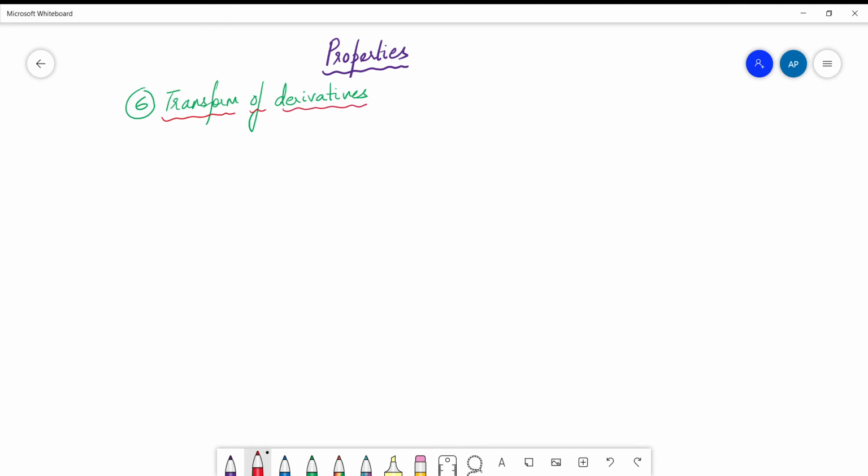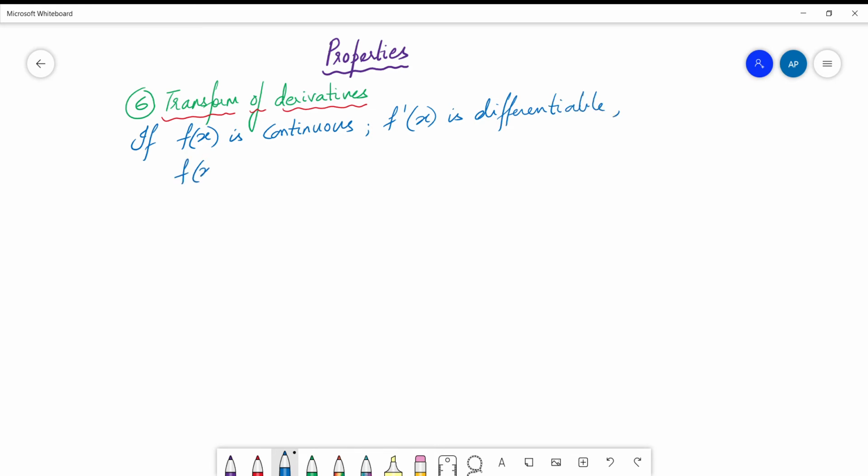Let us first state the property in this manner. If f of x is continuous, that's the first condition, that it has to be a continuous or piecewise continuous function. f dash of x is differentiable, and the third condition is that both f of x and f dash of x are absolutely integrable. That is, their integral values between minus infinity and infinity are finite.